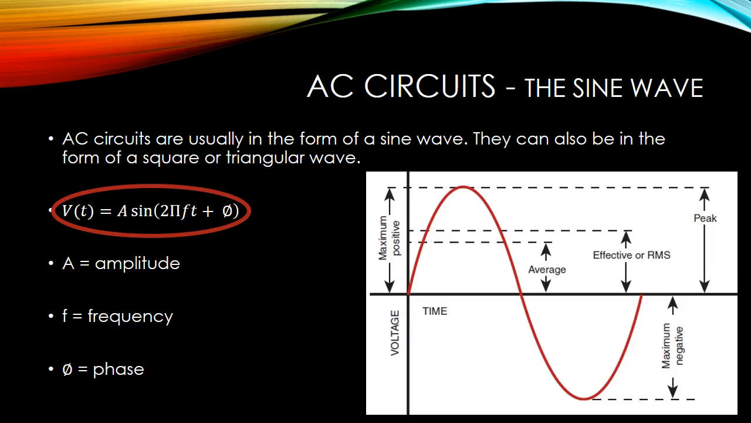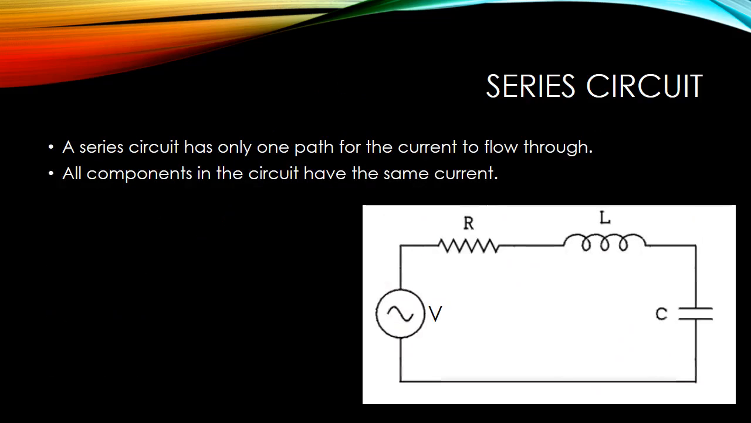AC circuits are usually in the form of a sine wave. They can also be in the form of a square or triangular wave. A series circuit has only one path for the current to flow through. All components in the circuit have the same current.